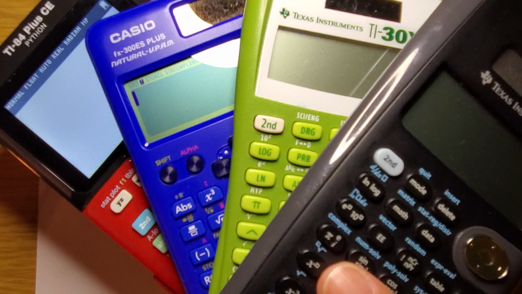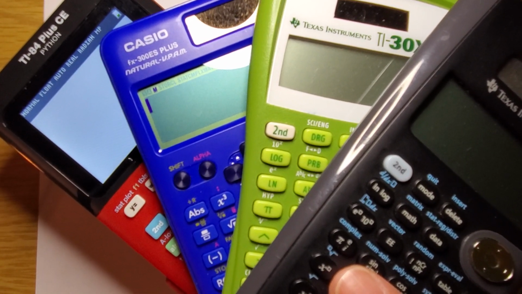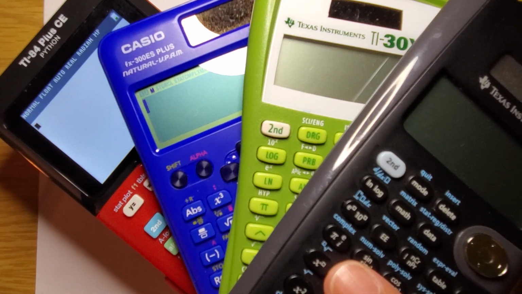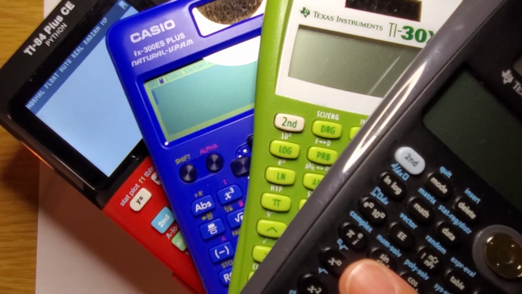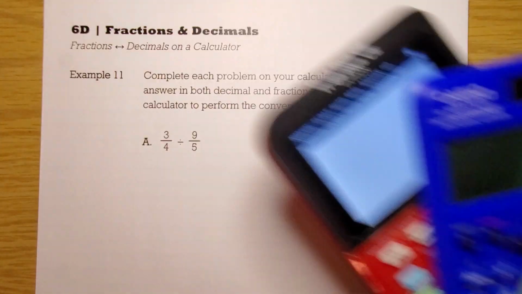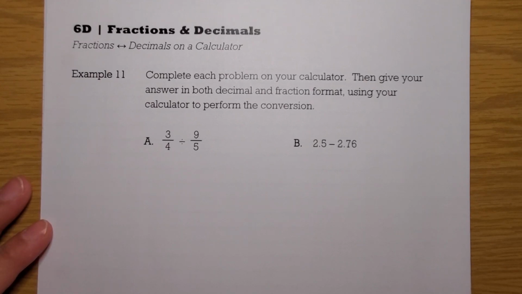I've got a TI-84 Plus, or a TI-83 Plus would work the same way. I've got a Casio FX300 ES Plus, a TI-30X2S, and a TI-36X Pro. So those are the four that I'm going to be working through, and we're going to do these two examples using each of those calculators.